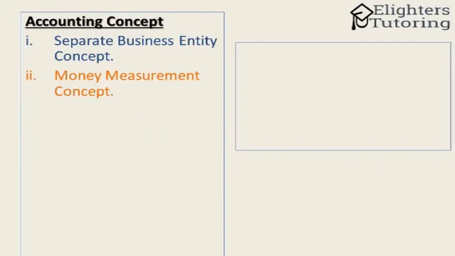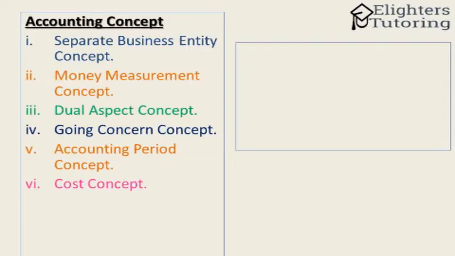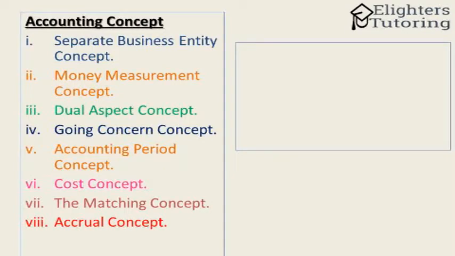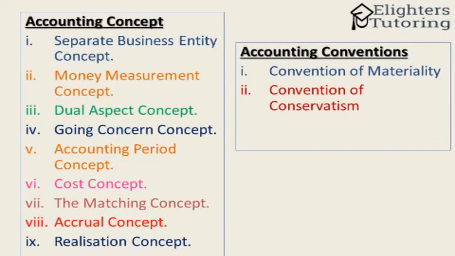Starting with accounting concepts, we have separate business entity concept, money measurement concept, dual aspect concept, going concern concept, accounting period concept, cost concept, the margin concept, accrual concept, and finally realization concept. On the side of accounting conventions, we have convention of materiality, convention of conservatism, and convention of consistency. Let's discuss this in detail.